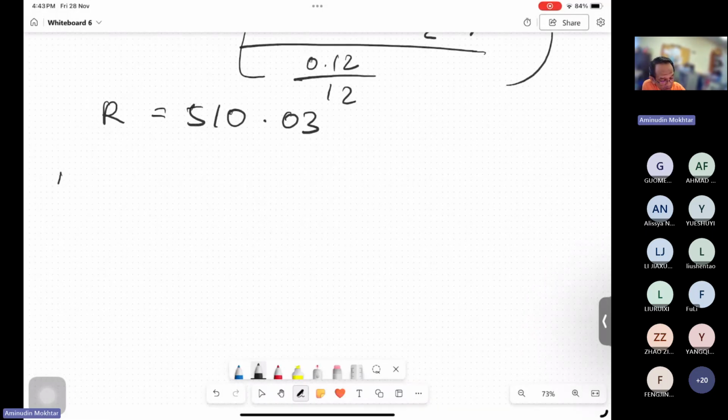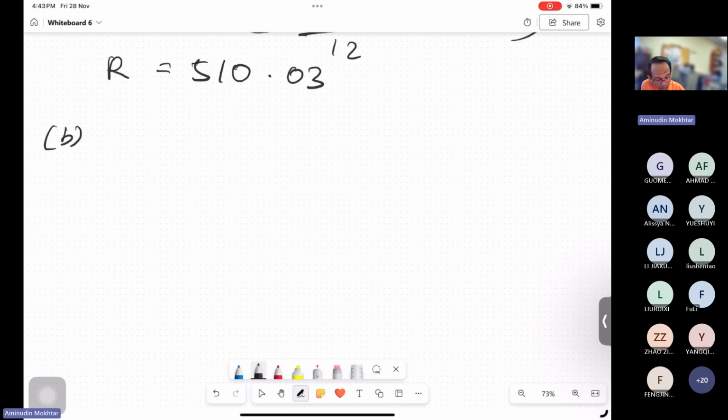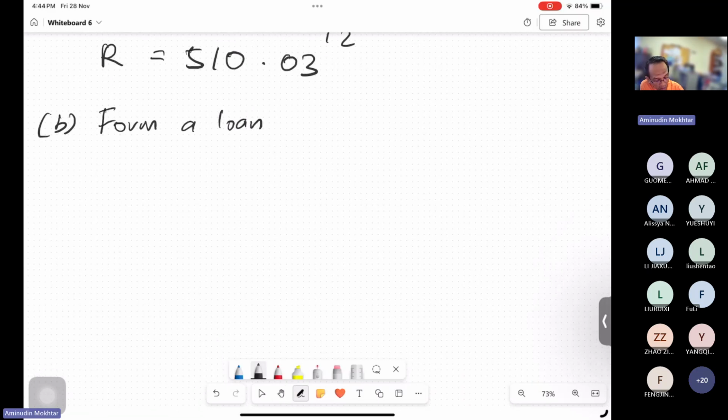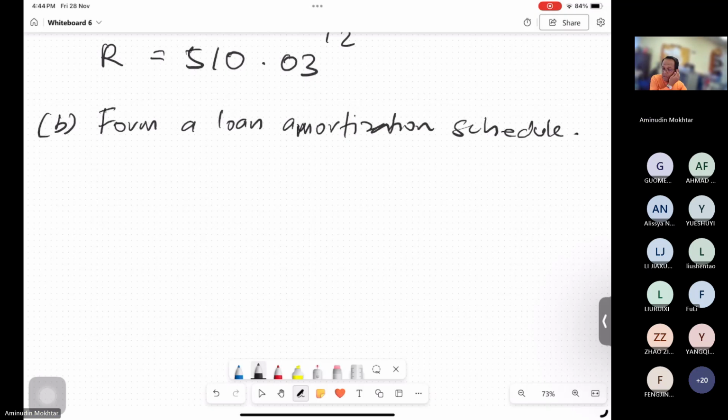Okay, part B: form a loan amortization schedule, a loan table or loan amortization schedule. That's the question.